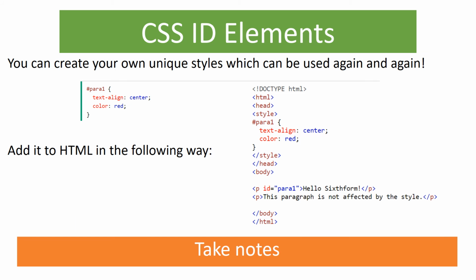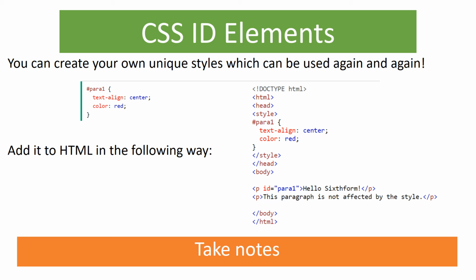We're now going to take CSS to the next level using ID elements. You can actually create your own styles which can be used again and again. So you don't have to set, for example, the P tag to a certain type. You can give it a name. You start your own with a hashtag, give it a name, and then just like you did before, you'd open your curly brackets and put the attributes of that tag inside the curly brackets.